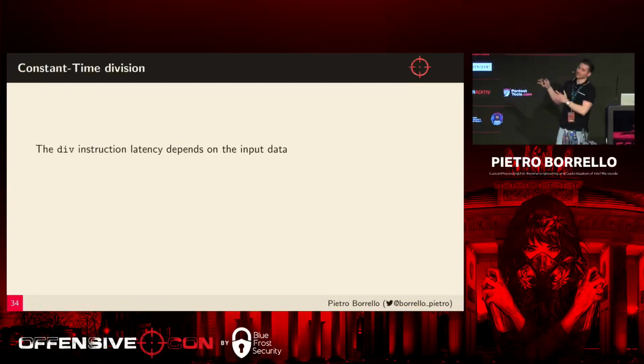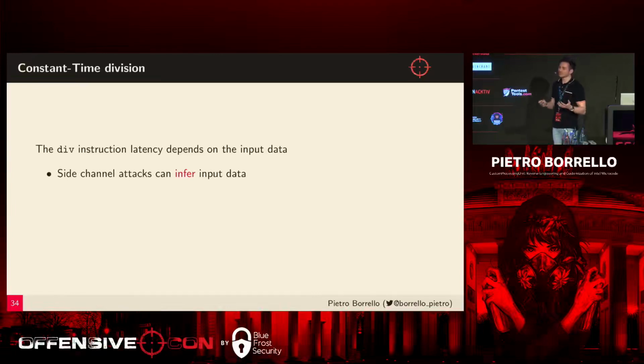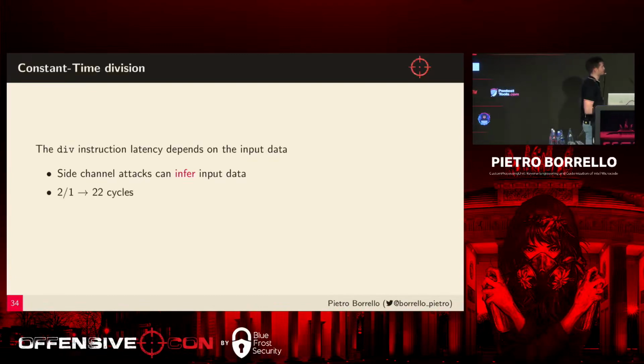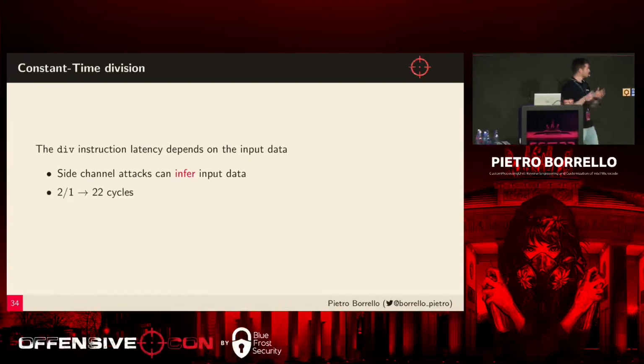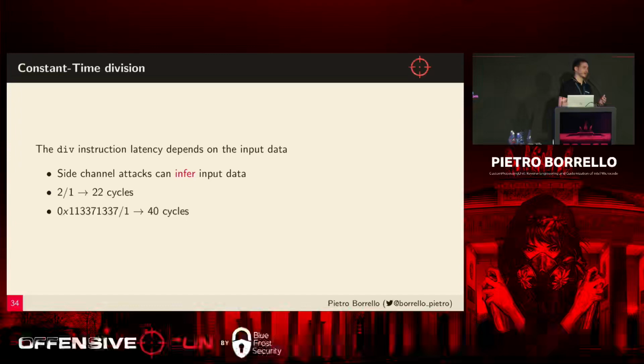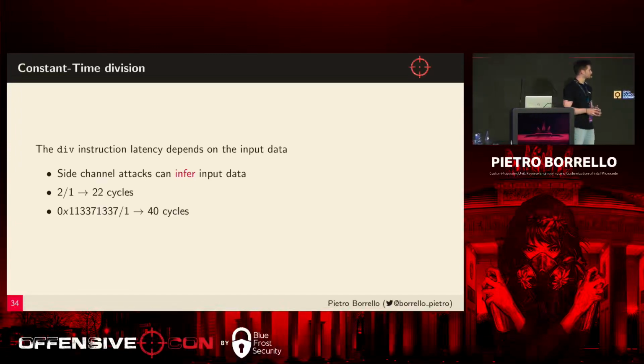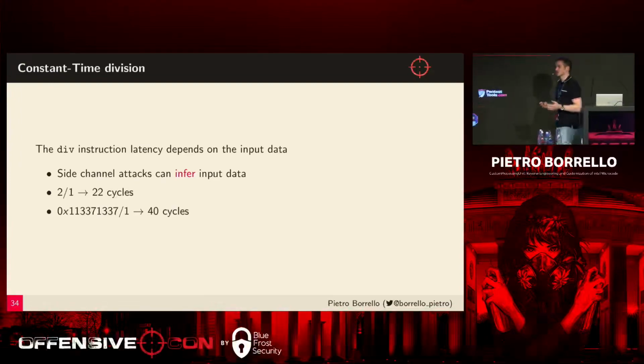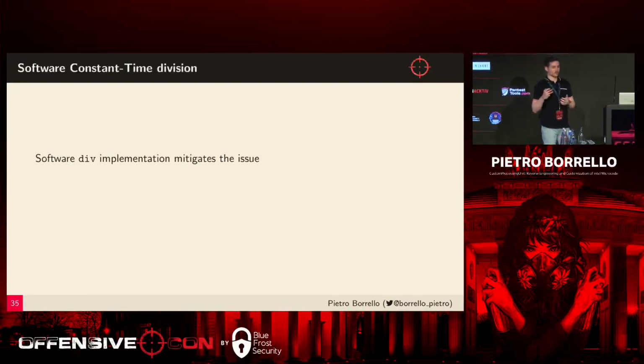If you do a division operation on some secret data, side channel attacks may be able to infer that input data. For example, a simple example: if you do 2 divided by 1, you will have 22 cycles. But if you do a very big number divided by 1, you will have twice as much, a much higher overhead. So an attacker can just observe what data the cryptographic algorithm is computing on.